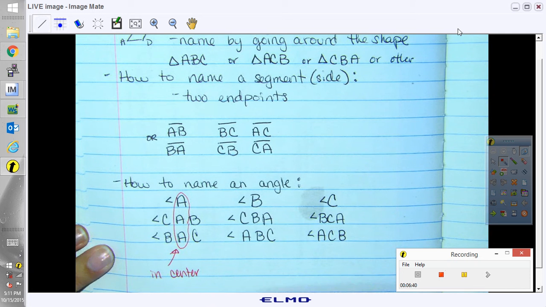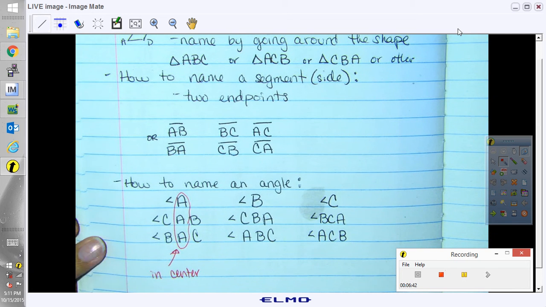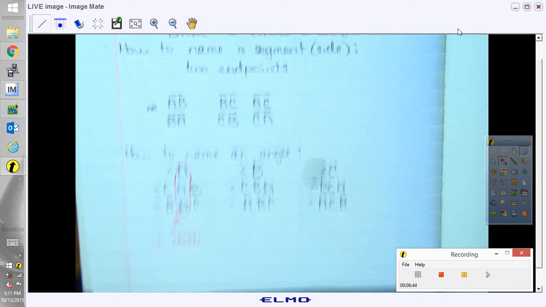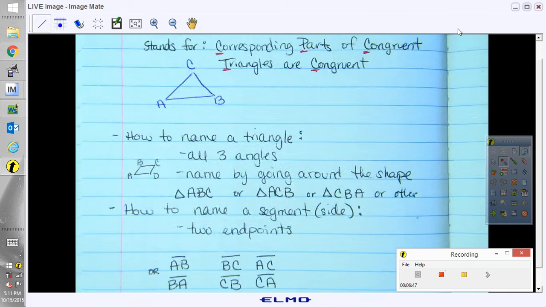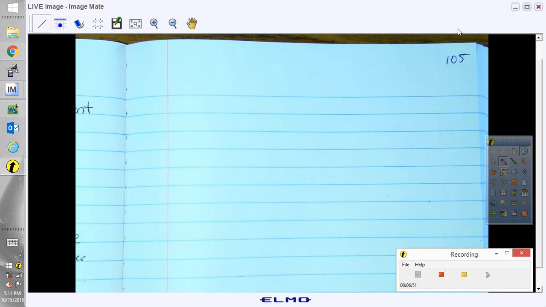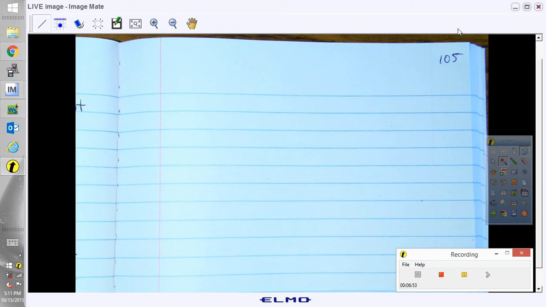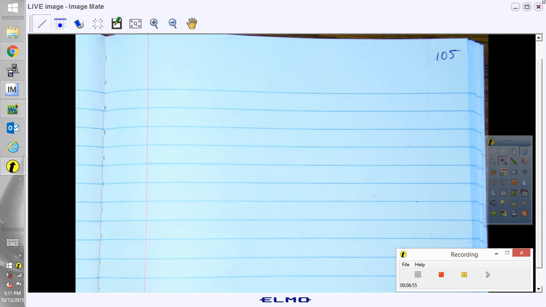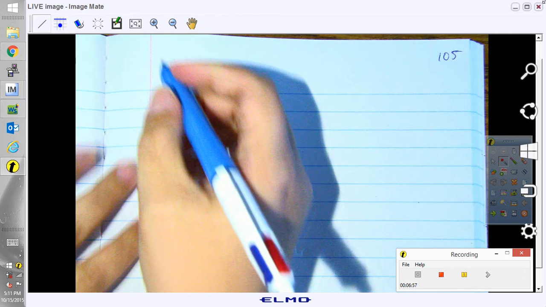Okay, I'm going to turn pages now to page 105 because I don't have much room left on this page. So I'm going to turn here to page 105 and we're going to continue our notes on page 105. So on 105, now what we're going to talk about is congruent parts.